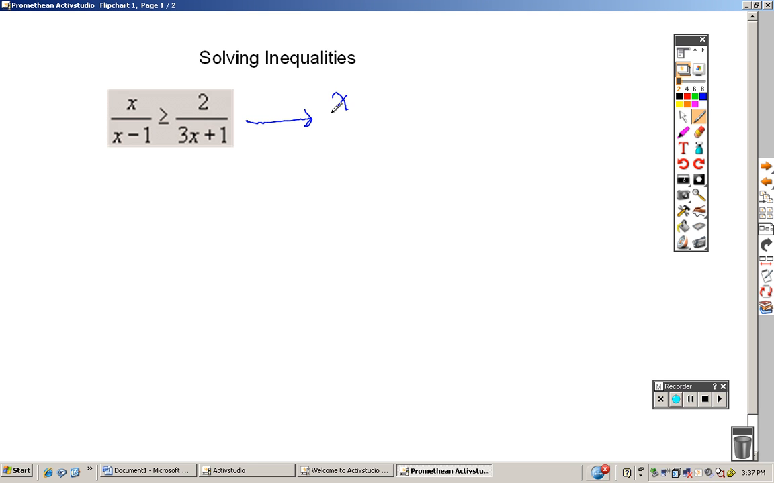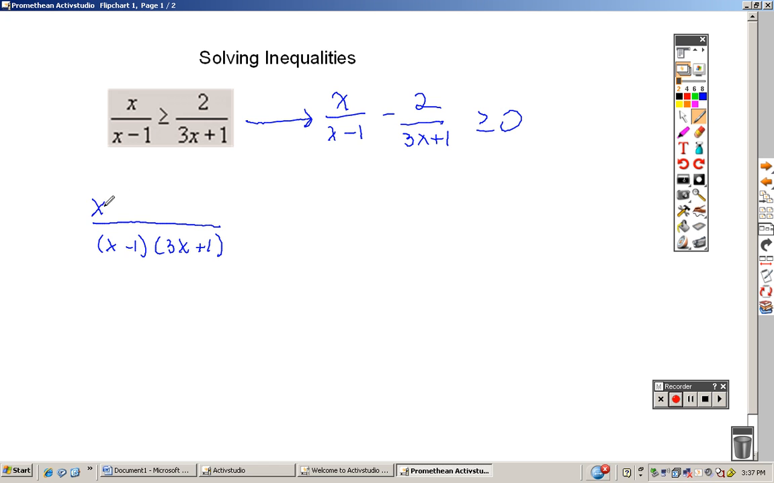So I'm going to have x over x minus 1 minus 2 over 3x plus 1 is greater than or equal to 0. And the rest of this problem up to a certain point is just going to be trying to simplify this. So we're going to go ahead and get a common denominator, which will consist of x minus 1 times 3x plus 1. That means I would have to multiply my x by 3x plus 1, the minus 2 by x minus 1.